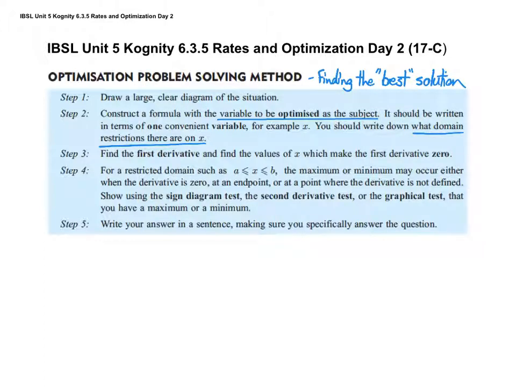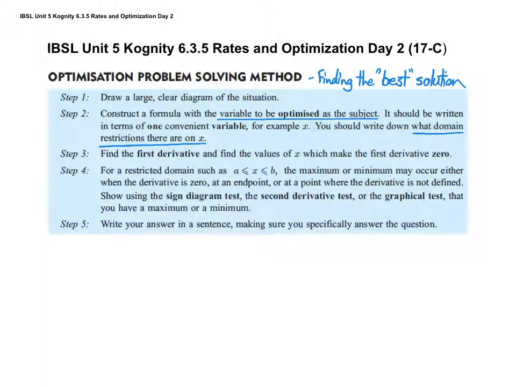So then step 3: you've got your function, take the derivative, and then find where it equals 0. That's the easiest part, the part that we've been doing a ton of. And then step 4.